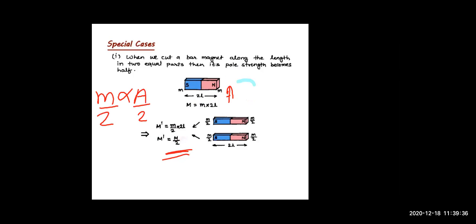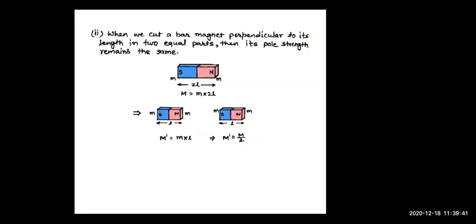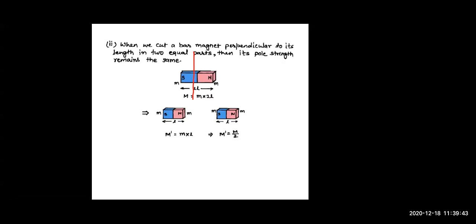Now let's see if we cut them vertically. This was horizontally we had cut. Now let's cut them vertically from the middle, somewhat like this. Like this, right? So you will have two pieces. And again, both the pieces will have their separate north pole and south pole.